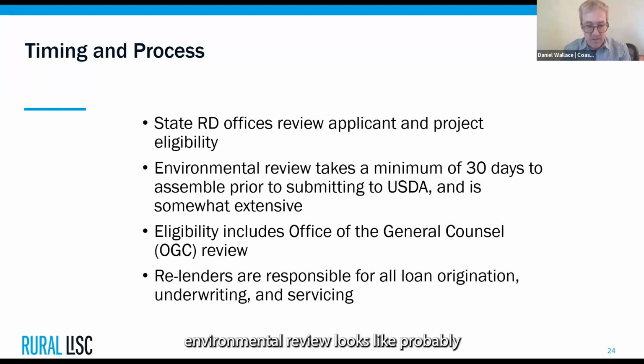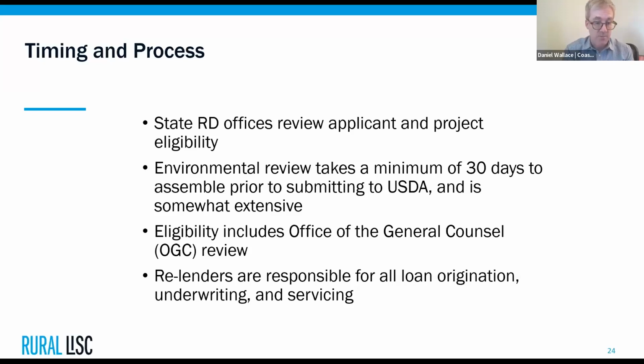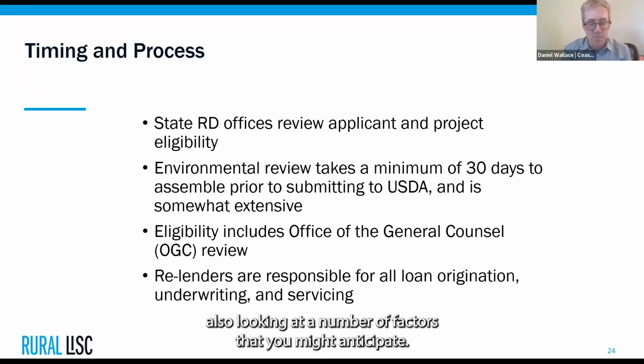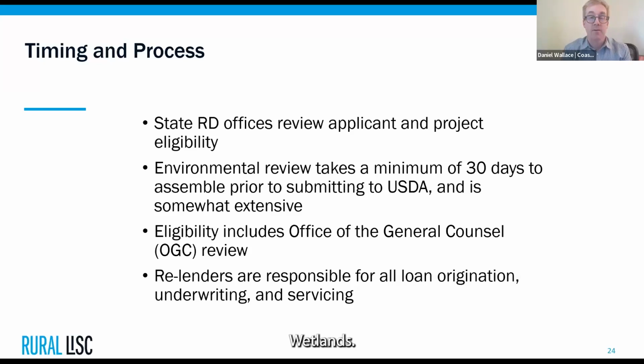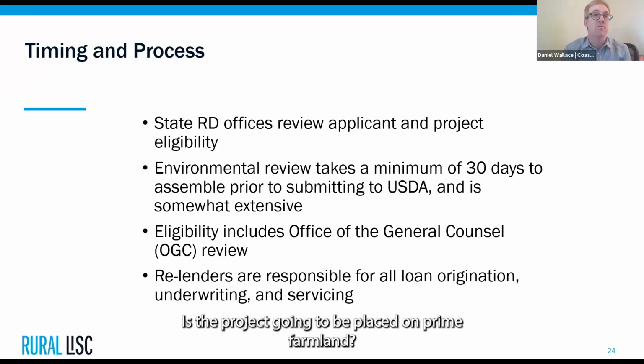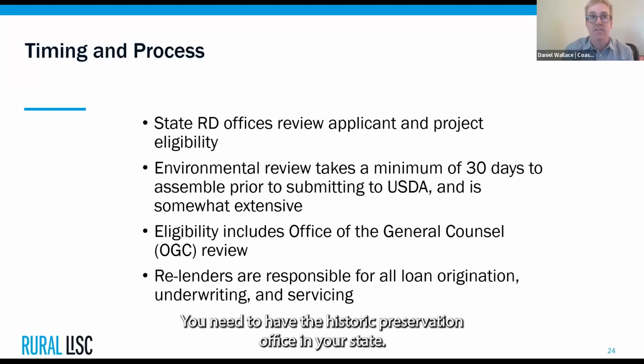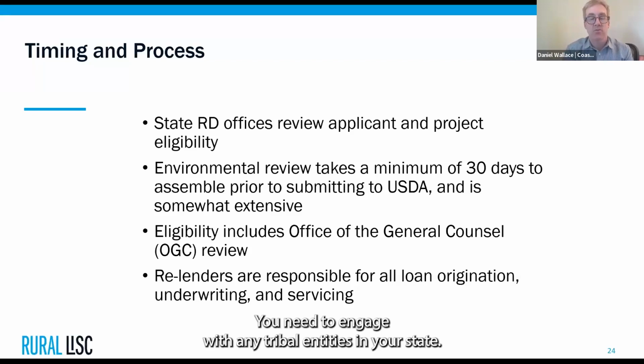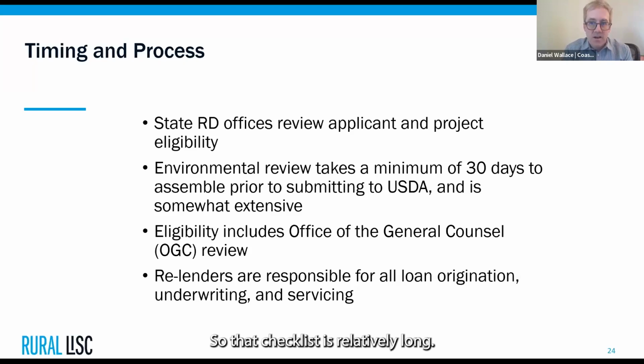Environmental review looks like probably what a lot of folks already experience. Certainly phase one on a number of projects, but you're also looking at a number of factors that you might anticipate. Wetlands, certain endangered species. Is the project going to be placed on prime farmland? You need to have the Historic Preservation Office in your state look at the plans and sign off on them. You need to engage with any tribal entities in your state. So that checklist is relatively long.